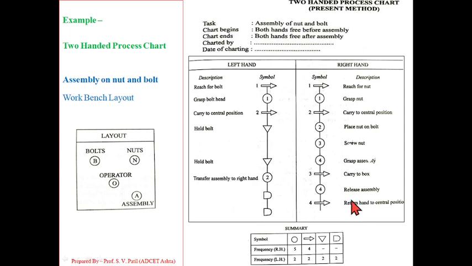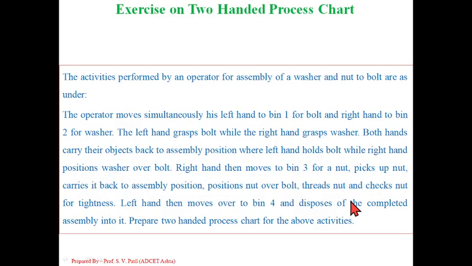Now we'll consider one more exercise where we are supposed to prepare the 2-hand process chart. The description is given over here for one of the industrial activities. I will read it. The activity is performed by the operator for assembly of washer, nut and bolt as under. So here we are supposed to assemble 3 different components together: nut, bolt along with the washer. They have given the description.